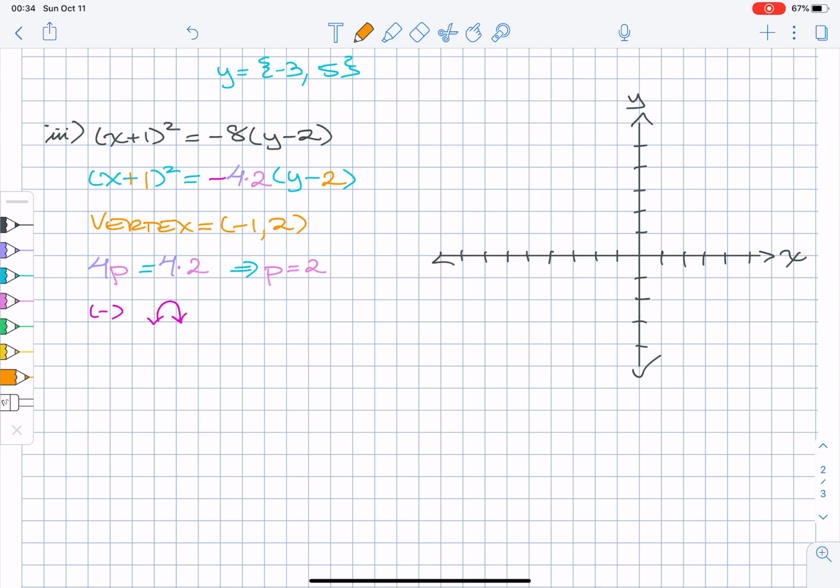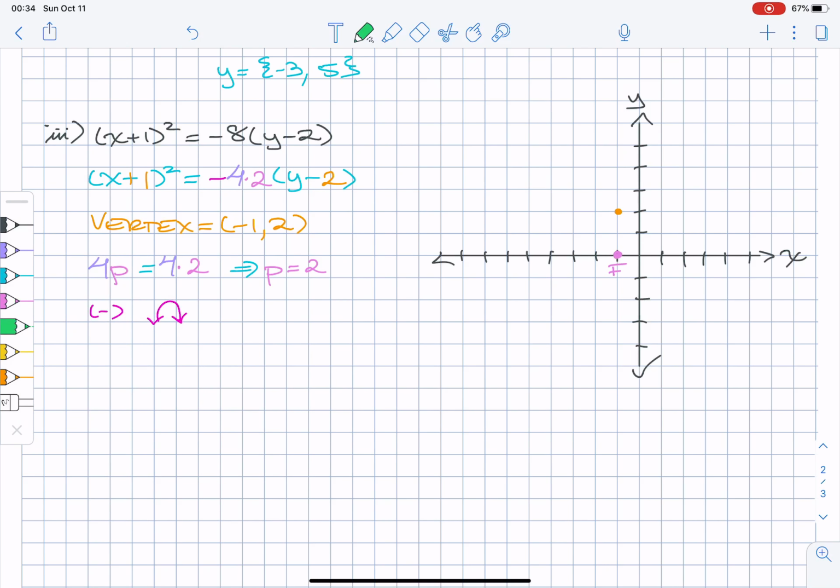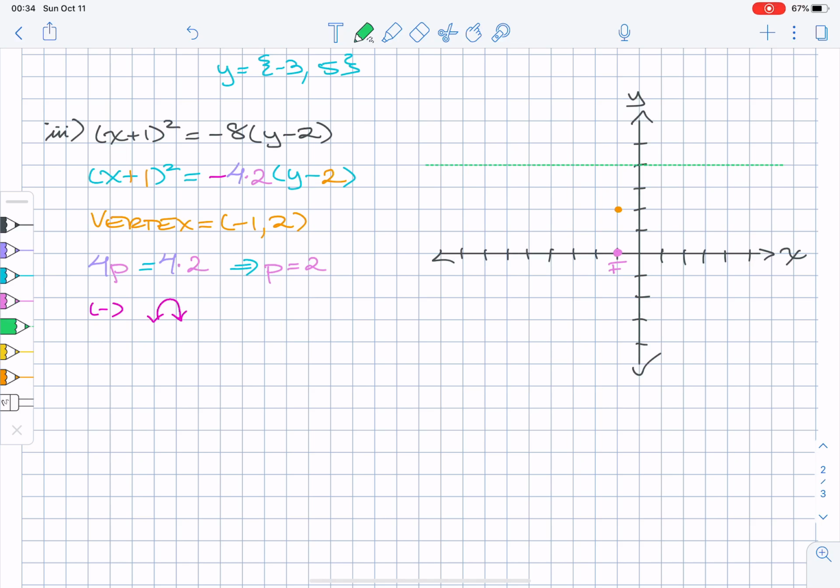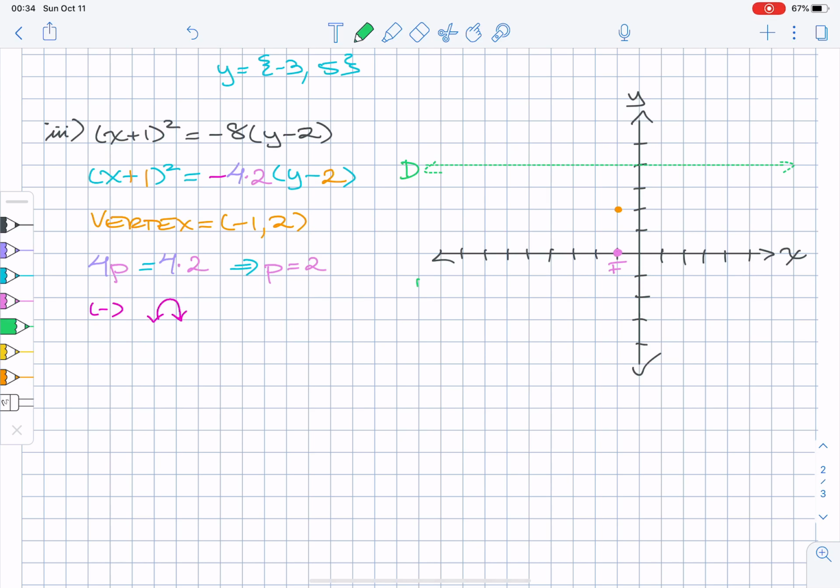Okay, so negative 1 comma 2 is my vertex. I know I'm going to open down, so my focus will be 2 away from the vertex, going downward, and the directrix will be 2 away from the vertex going upwards. So here's my directrix. And I know that it's going to look something like, well, I tried something like this.